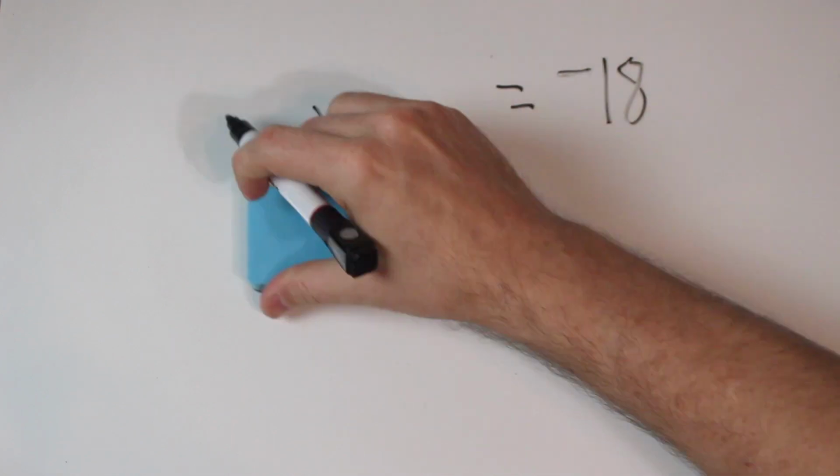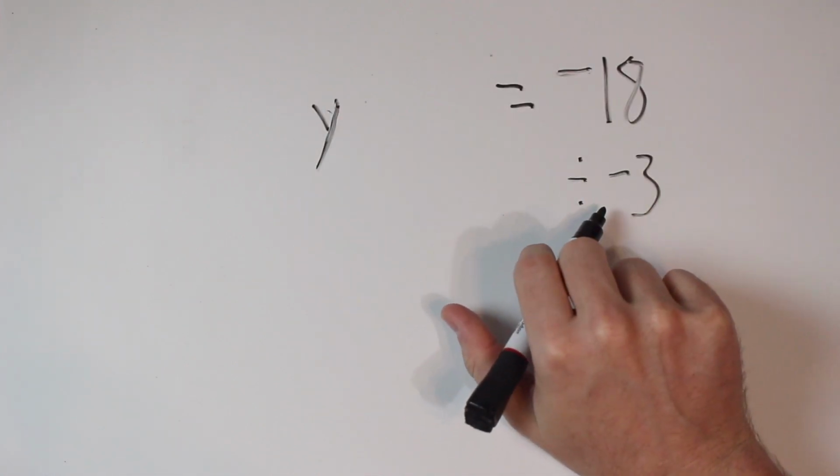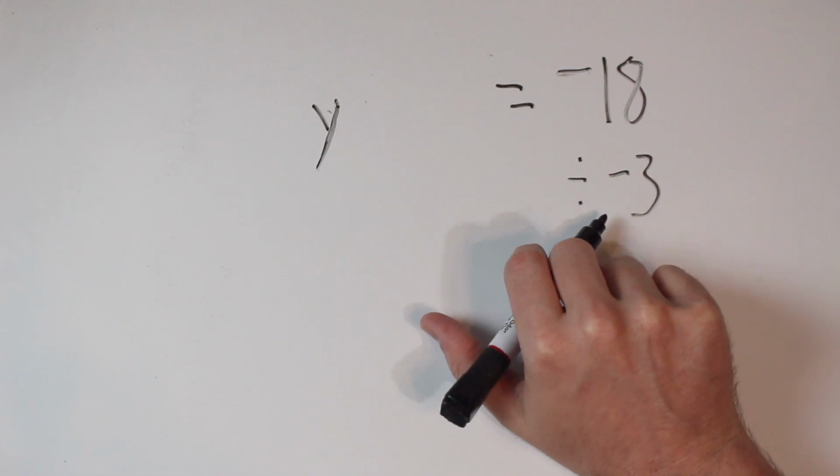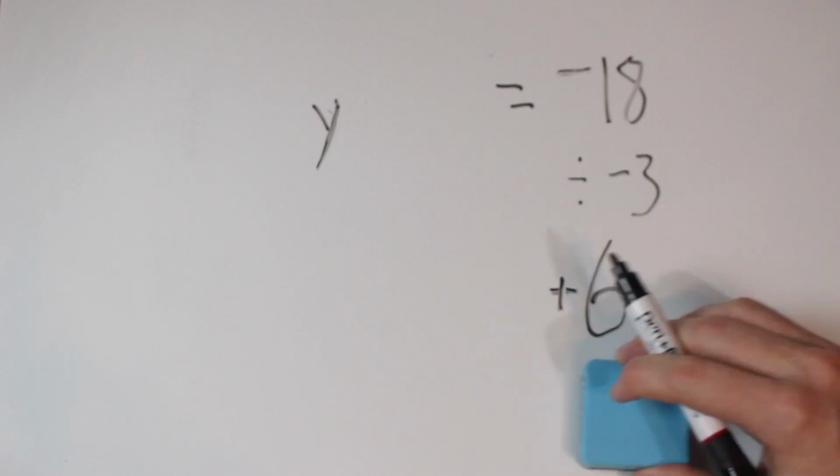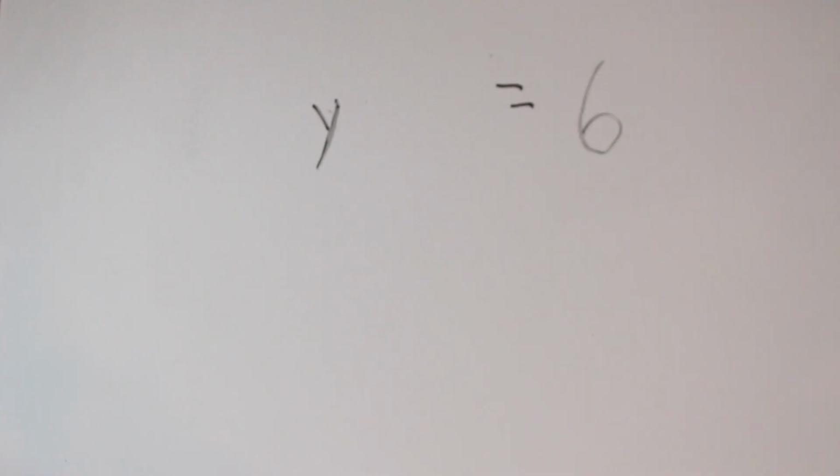This side cancels everything except y. The other side has negative 18 divided by negative 3. Since both numbers are negative, they have the same sign, the result will be positive. Negative 18 divided by negative 3 is positive 6. We're finished.